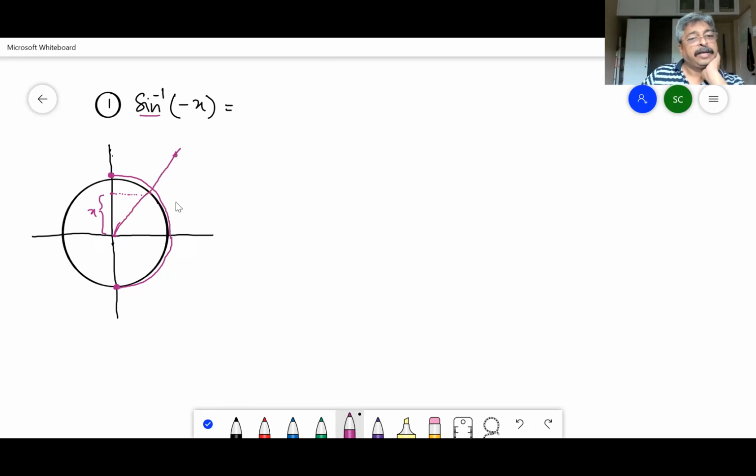This is the terminal ray which will give us sine of whatever this angle theta is. Sine of theta will be x. Correct? So what will be opposite of x? Opposite of x will be here. Okay. So if opposite of x is here, what is its corresponding sine ratio? Sine terminal ray? This. And how are these two angles going to be related to each other? If this is theta, this is opposite of theta.